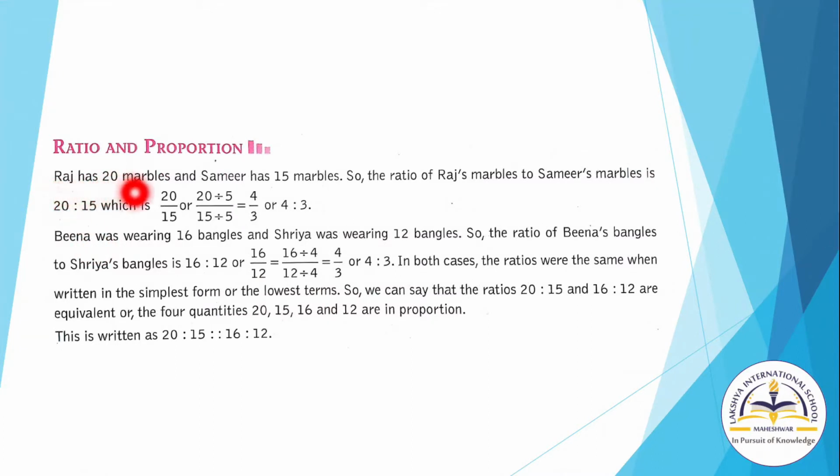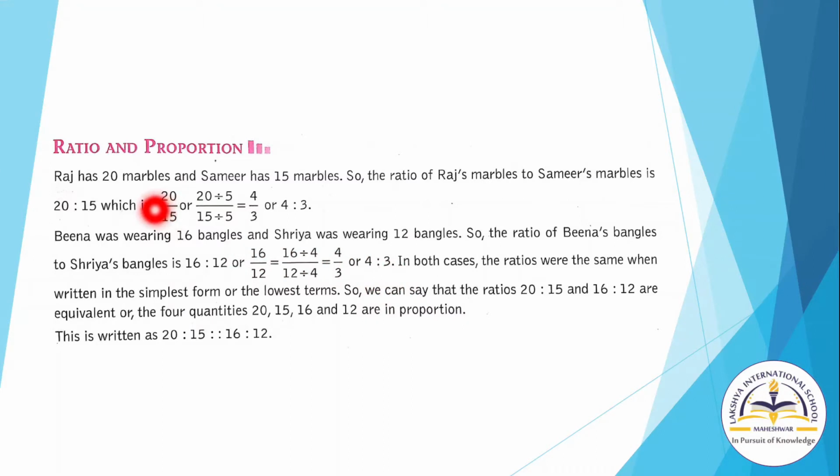Now Raj has 20 marbles and Samir has 15 marbles. So the ratio of Raj's marbles and Samir's marbles is 20:15, which is 20 by 15, or 20 divided by 5 over 15 divided by 5, equals 4 by 3 or 4:3. Now one more thing we can write is the proportion also. How? For that one more example is given. Here you can see 4:3 and 4:3.